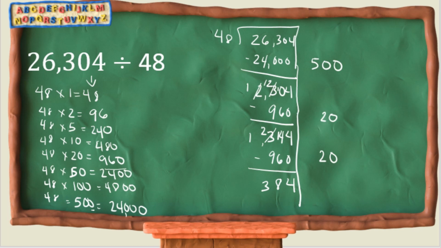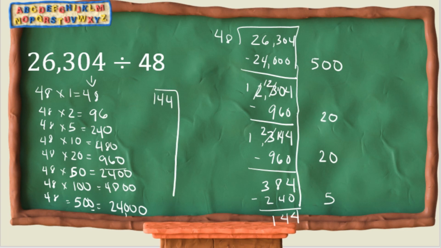480 is too big. So my next closest would be 240. So let's go ahead and minus 240. And to get this 240, I had to do 48 times 5. So let's subtract: 4 minus 0 is 4. 8 minus 4 is 4. 3 minus 2 is 1. So now I have 144. And I'm going to continue my math over here because I'm running out of room. So we have 144.